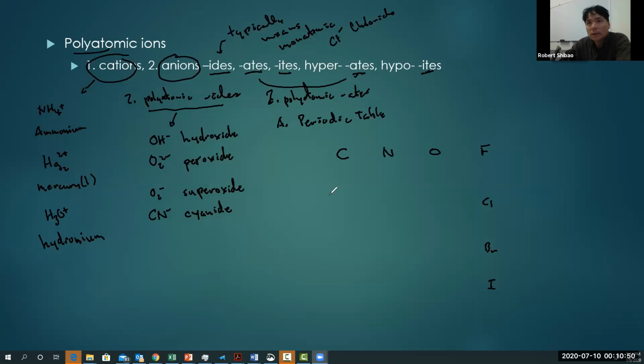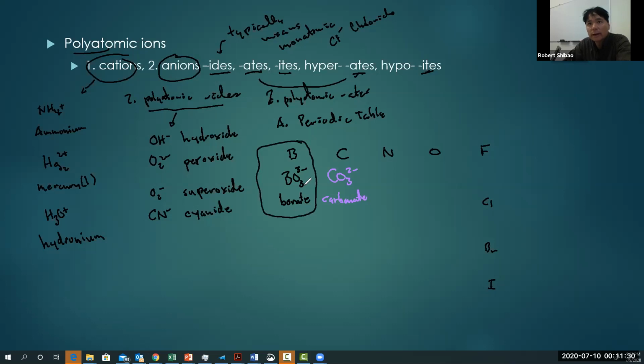So the first one's carbonate. And carbonate is CO3 2-. Actually, you know what? I want to go one more. Let me go one more. Boron. The first one is going to be borate. Borate is BO3 3-. That's borate.